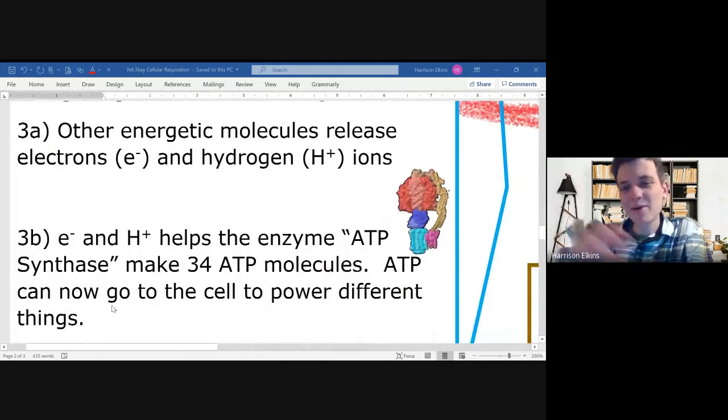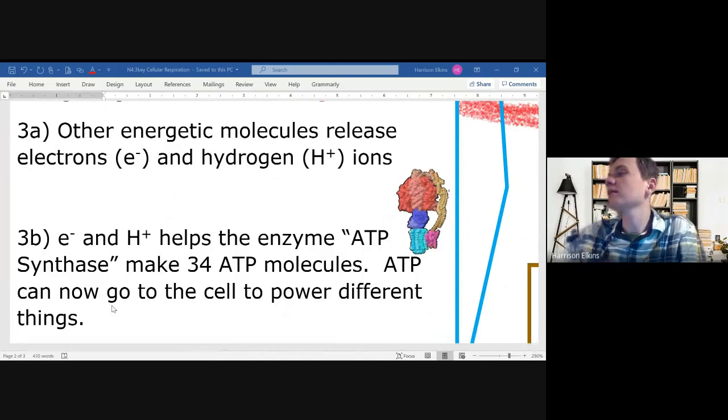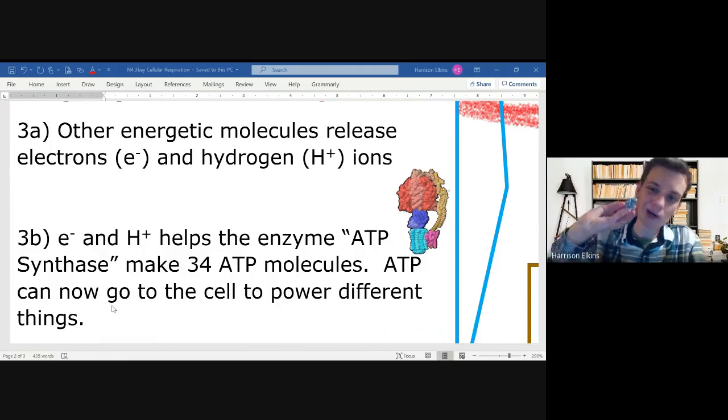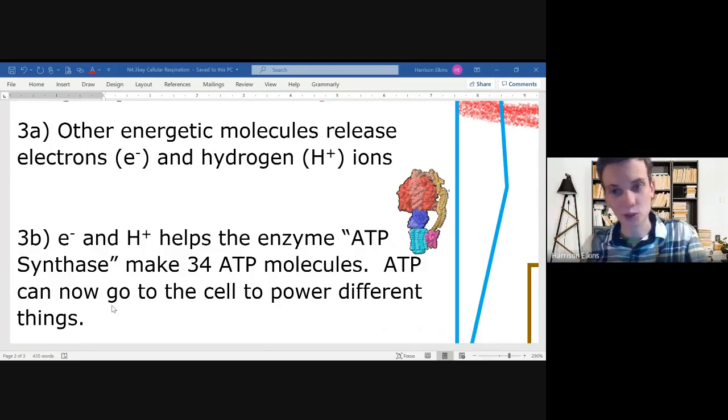Now, all those ATP batteries are recharged. Here I've got some batteries. They're recharged. They've been charged by those flying hydrogens. They're going to go off into the cell. They're going to go somewhere else, and they're going to help read DNA, or help build proteins, or help do other things that take energy.